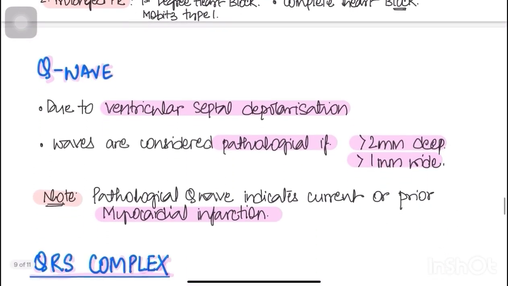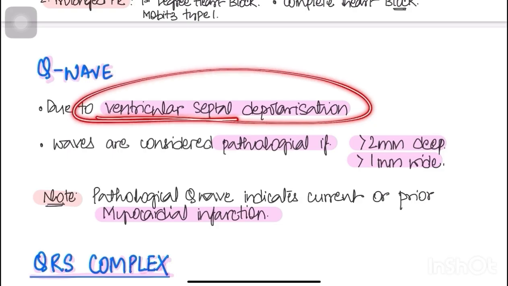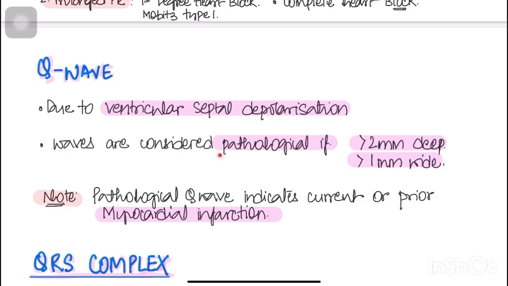Q wave is due to ventricular septal depolarization. The wave is considered pathological if it is more than 2 millimeters deep or more than 1 millimeter wide. So a pathological Q wave indicates current or prior myocardial infarction. So this Q wave becomes extremely important.